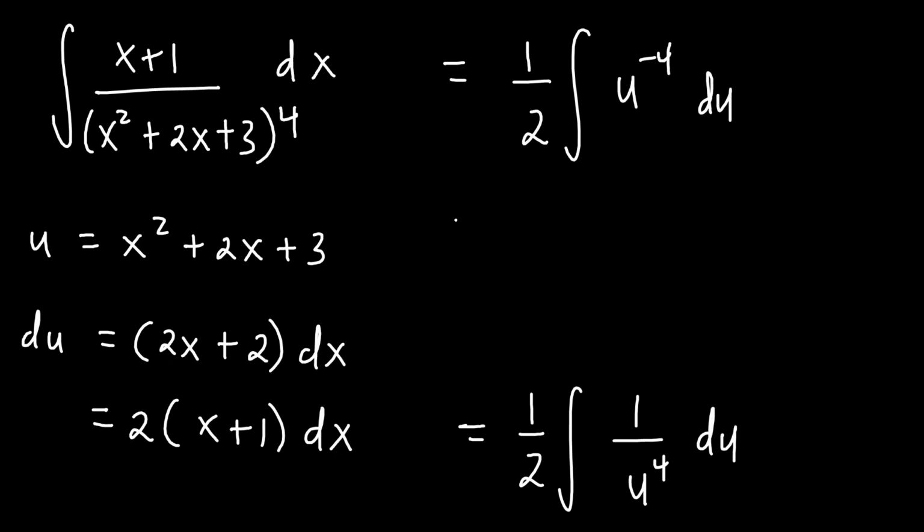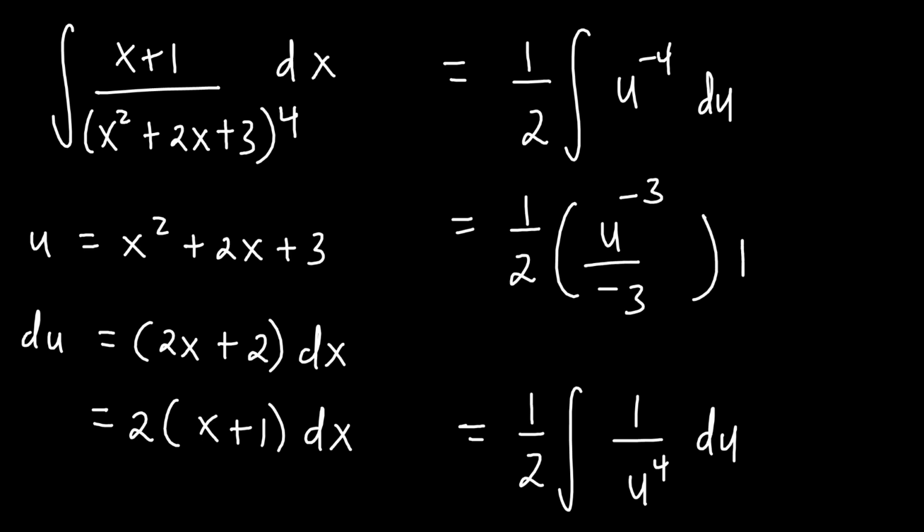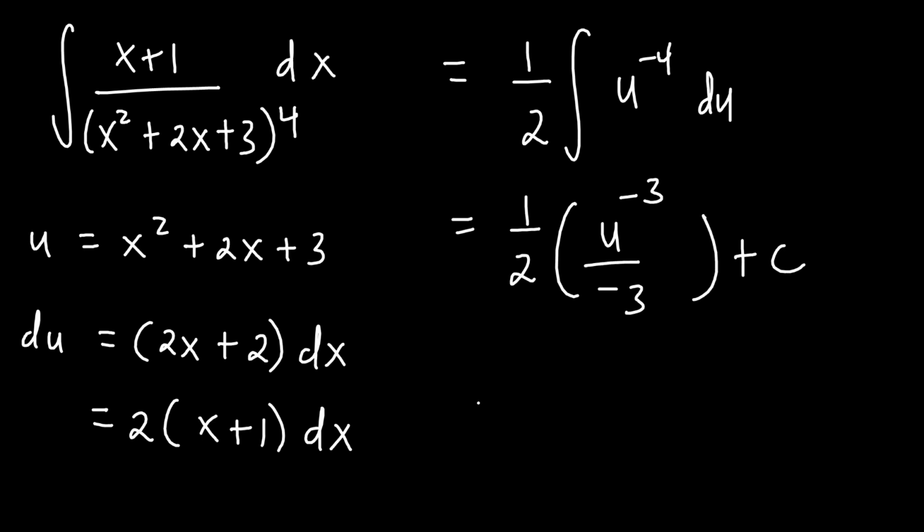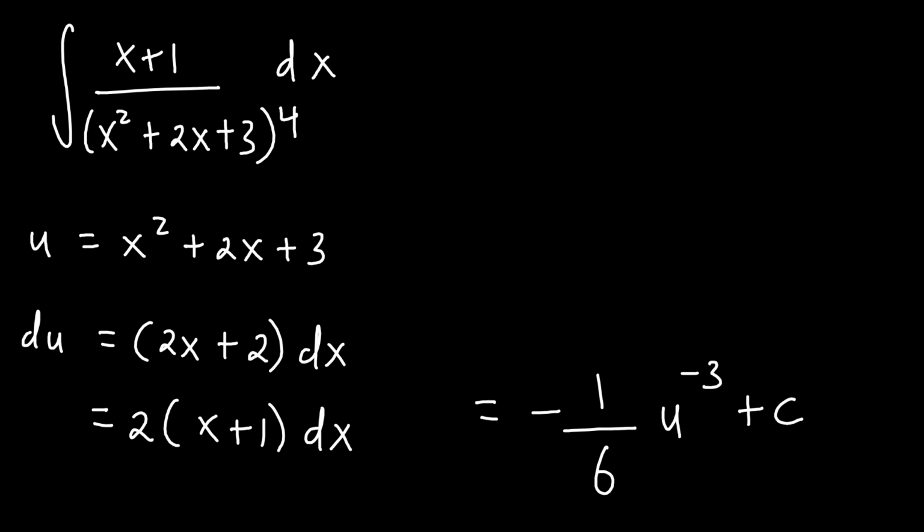And if we integrate, we shall have 1 divided by 2 times u to the power of negative 4 plus 1, which is negative 3, divided by negative 3, plus c. And this will be equal to negative 1 divided by 2 times 3, which is 6, times u to the power of negative 3 plus c. And if we take this to the bottom, the negative exponent will become positive. So we shall have negative 1 divided by 6 times u to the power of 3 plus c.